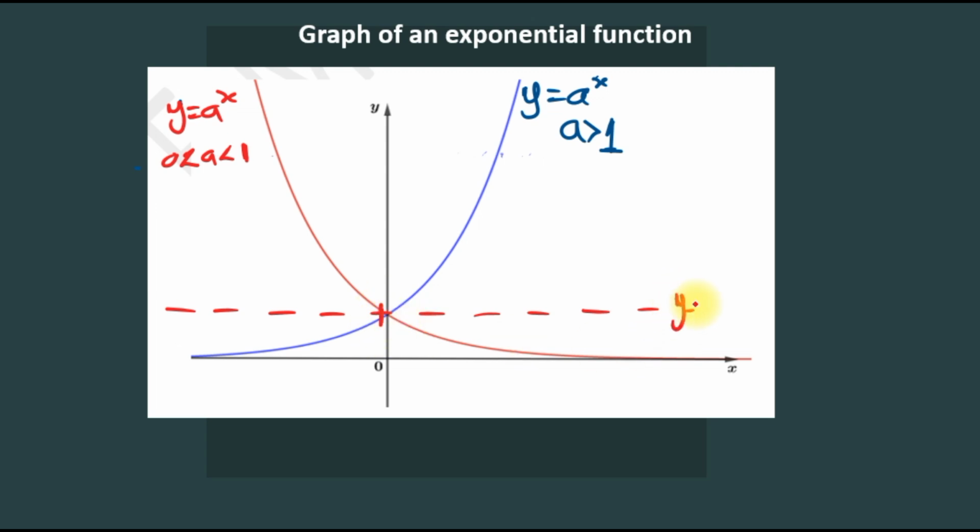So this is y equals 1. This is when a is equal to 1. But we don't normally consider the third one, because it's a straight line. You can take it as the equation of a line. So we are looking at the red graph and the blue graph. Now let's look at the second graph.